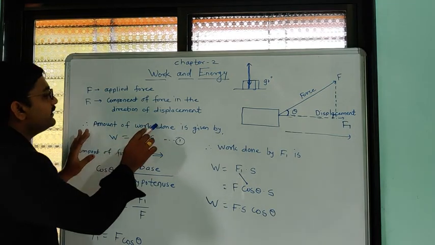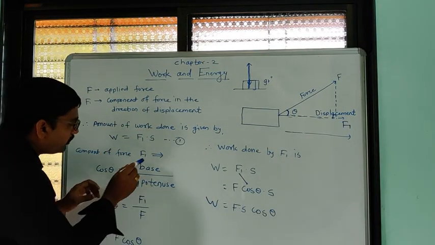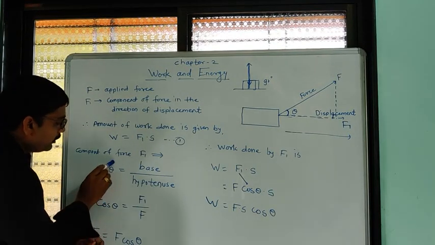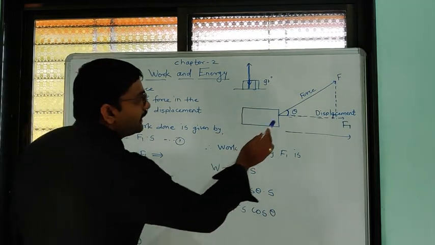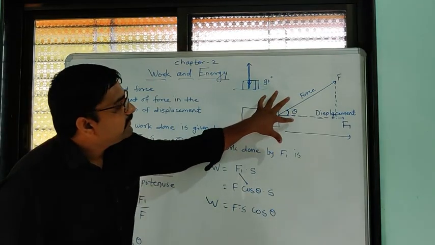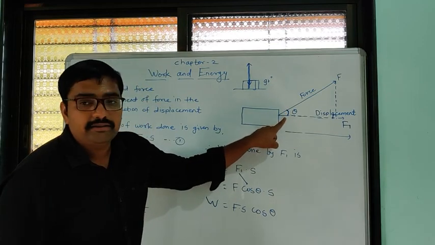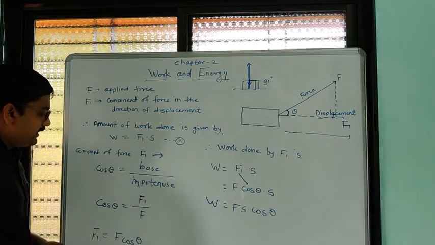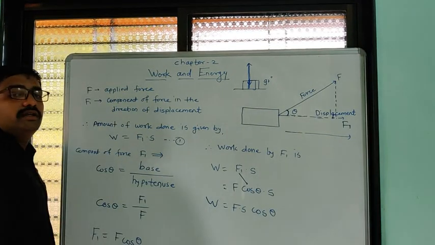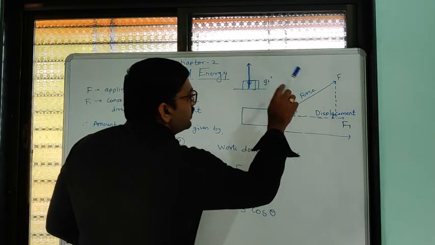So we know work done is given in this case by F1 into S, that we call equation 1. Now we have to calculate the value of F1. How much is F1? That we calculate using cosine theta. This is the angle between force and displacement. So cos theta is given by base upon hypotenuse. We consider this one right angle triangle. This is the hypotenuse, this is the adjacent side of the angle theta. So cos theta will be equal to F1, the base, which we call the component of force in the horizontal direction, and the hypotenuse, which is the direction of applied force.